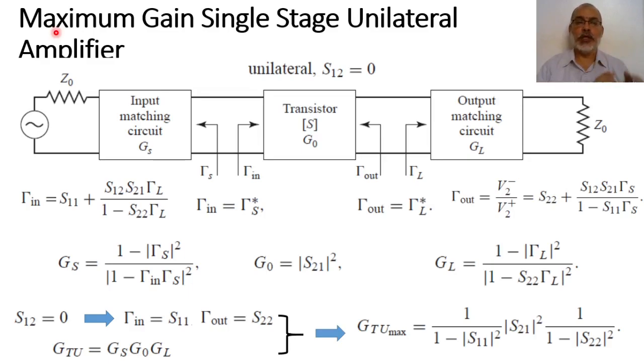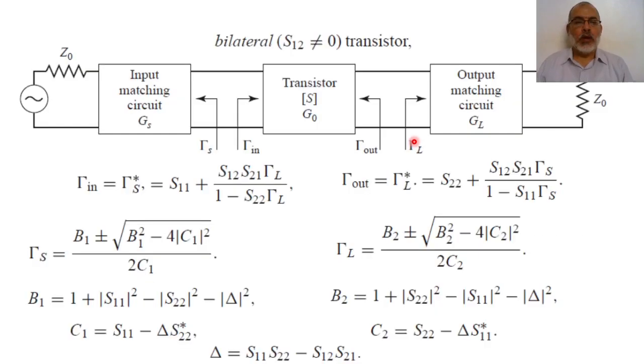And as we will see in the following video, to increase the bandwidth of the amplifier, it would be required to design the amplifier below the maximum gain. Below the maximum gain, it means that the input matching network and output matching network will not be perfectly matched. Okay? Alright.